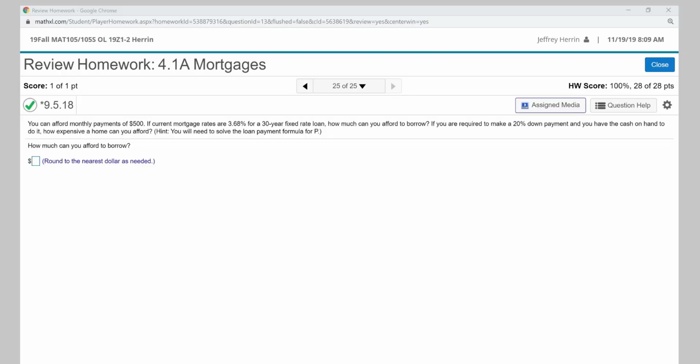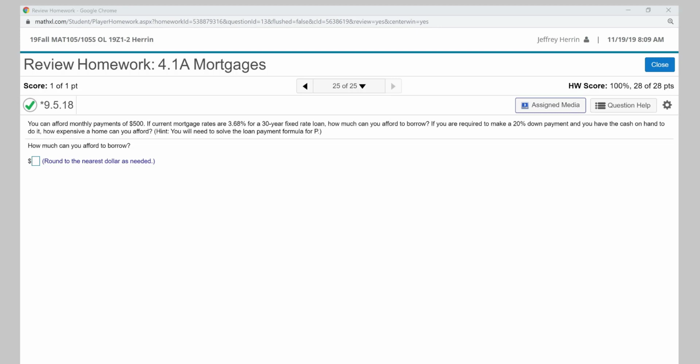This mortgage problem is a little different in that we have an amount we're willing or able to pay monthly, and we want to know how much of a home we can afford to buy with that. Now, this isn't an exact real life situation because it says we can afford monthly payments of $500. We're not taking into consideration escrow payments for taxes and insurance.